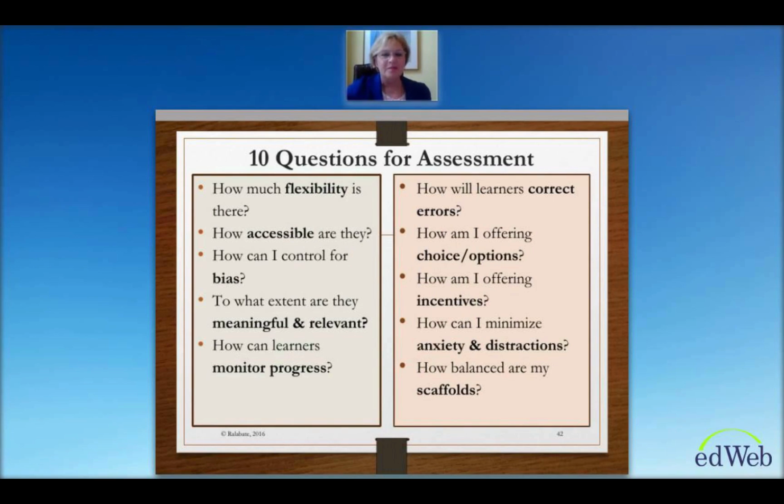Here are 10 questions that you can use to reflect on your assessments for your lessons. They offer a summary and a quick check for your lessons. They emphasize the ideas that we talked about before, as well as things like making sure that you minimize anxiety and distractions, that you use balanced scaffolds, that you offer incentives and choice, an opportunity to correct errors. All of those are ideas around flexible classroom assessments that help to make your assessments more effective and more relevant to your teaching.